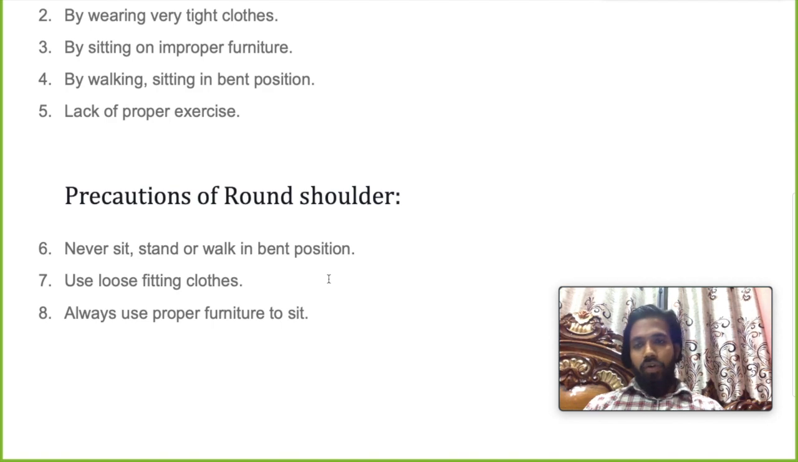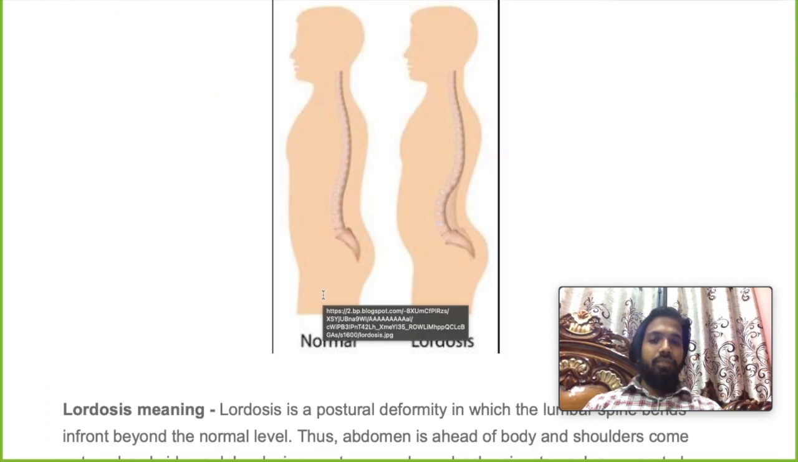Now, what are the precautions that you should take if you're having round shoulders? As I've already discussed, you shouldn't sit, stand, or walk in a bent position. You should always be in an upright position and stand straight. Wear comfortable and loose-fitting clothes. Don't go for tight clothes or t-shirts or anything else. And as I have said, always use proper furniture to sit. The next common kind of postural deformity is lordosis.